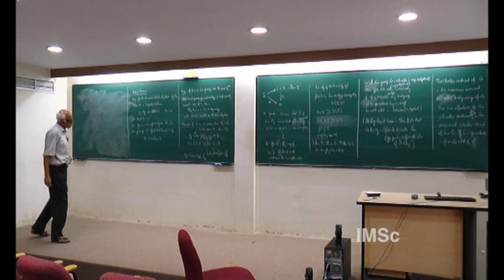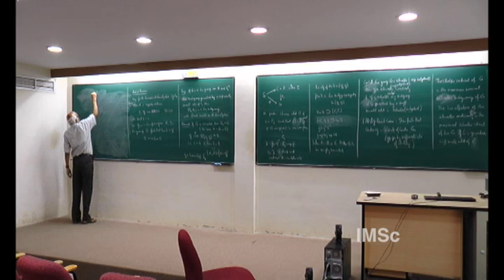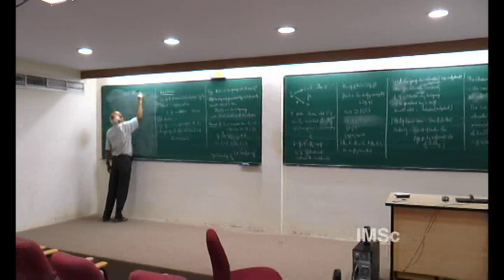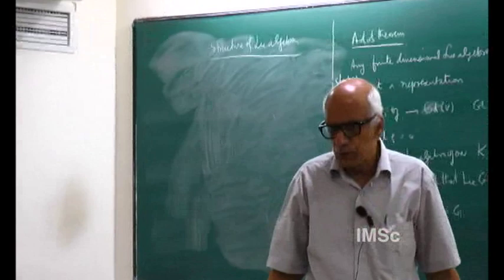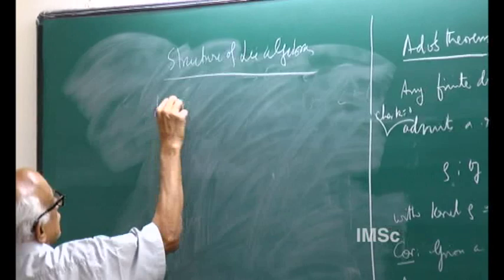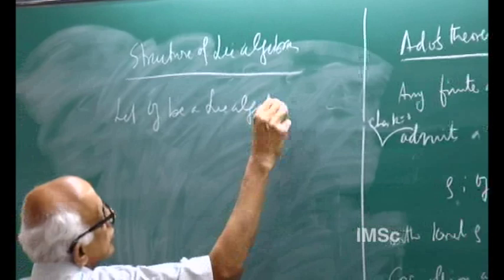Yeah. So now, the structure of Lie algebras. And when you study Lie algebras, you can simply forget the fact that the field is valued. This works over any field of characteristic zero. G a Lie algebra over a field K of characteristic zero.